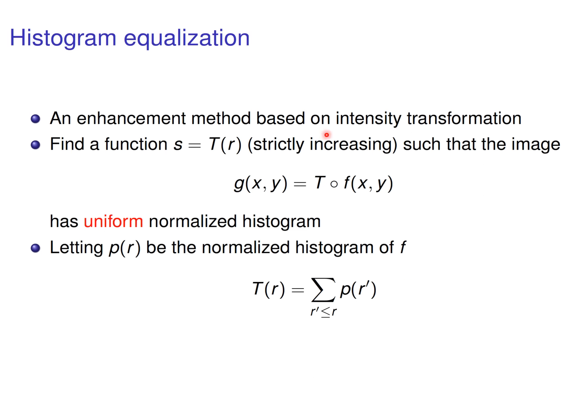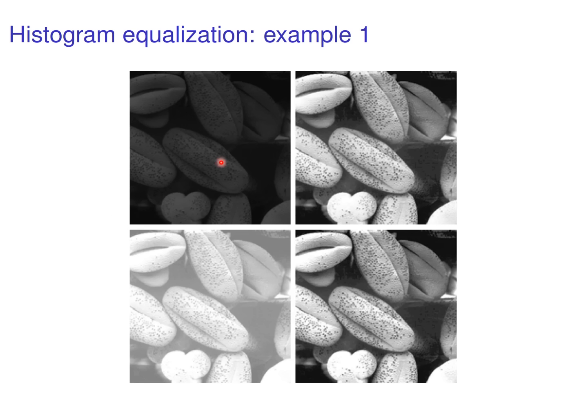So, histogram equalization, an enhancement method based on intensity transformation. It's intensity transformation and not spatial transformation. You find a function that is strictly increasing so that when you do the transformation on F, you get a new image G, but with a spread histogram, a uniform normalized histogram, and then you get your values. Here's what you want to do. If you do equalization, you get this one.